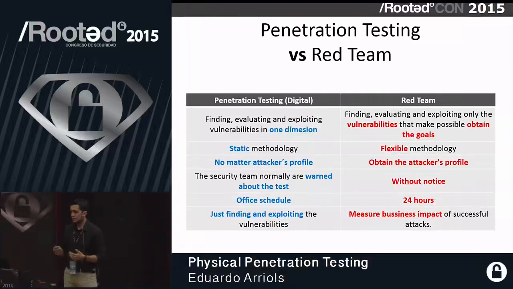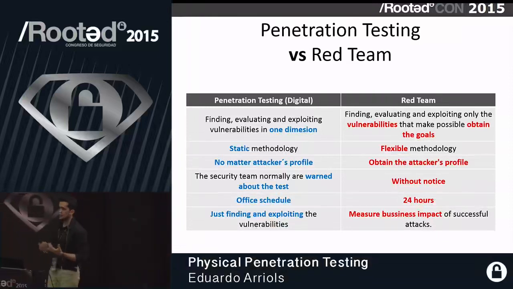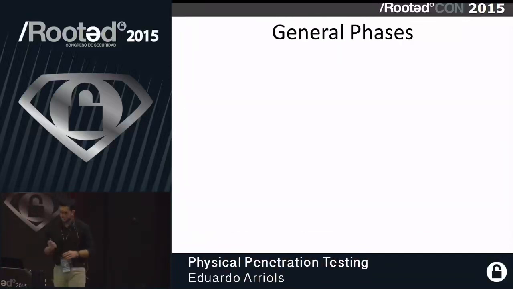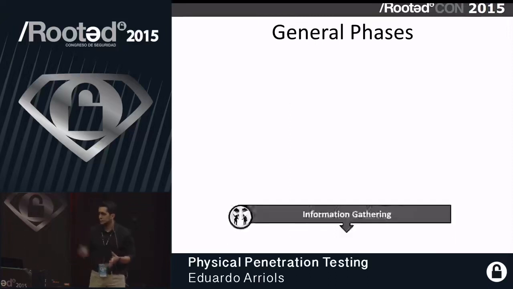And then in penetration testing, you find and exploit vulnerabilities, and the red team is about measuring the business impact of successful attacks. When you do an intrusion or an attack, you only look at one aspect of the security in the company. In blue team, that's what you do. But in red team, you know the assets of the company and you try to measure. You want to measure the impact of a real attack.